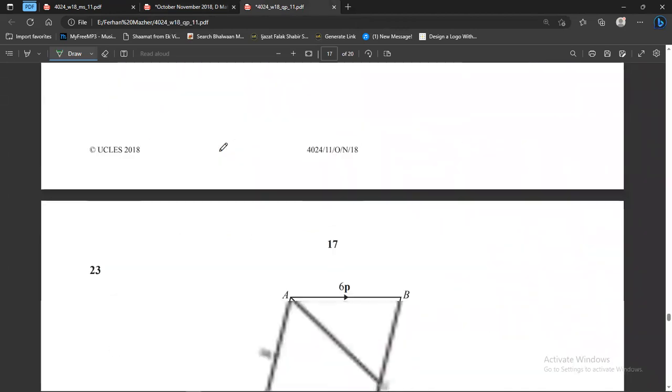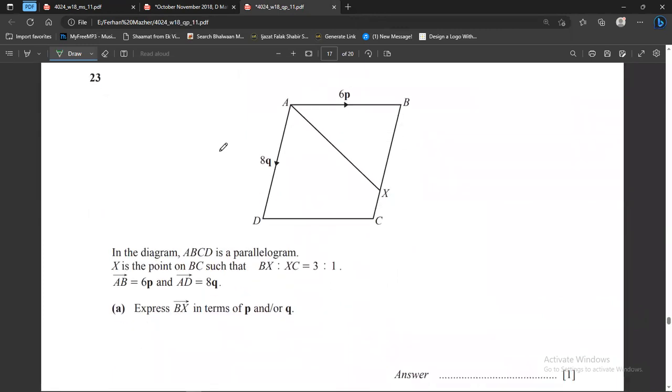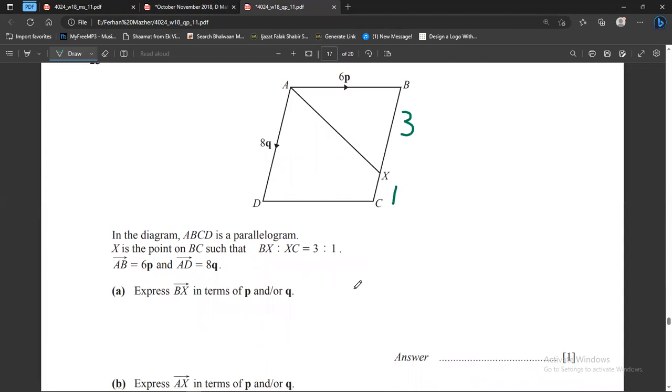question. And that question is question number 23. Here we have: in the diagram, ABCD is a parallelogram. X is the point on the BC such that BX is 3, in the ratio, this is 3, and XC is 1, and the total is 4. Their first question is AB is equal to 6P, and AD is equal to 8Q. Express the BX in terms of P or Q. BX I want to find out, and I know the value of BC because that will be equal to the AD.